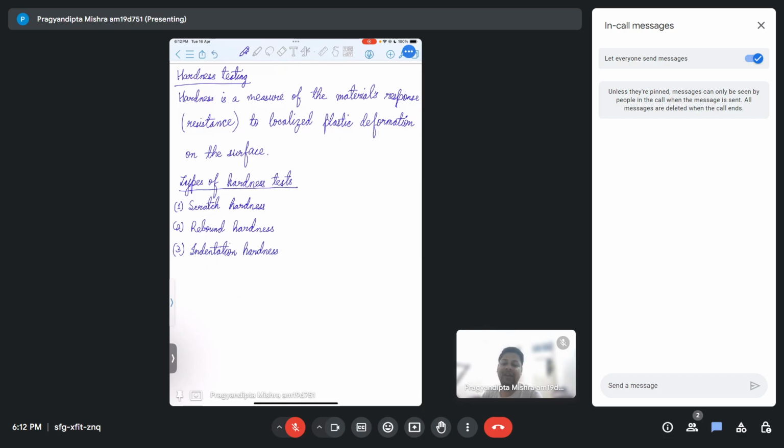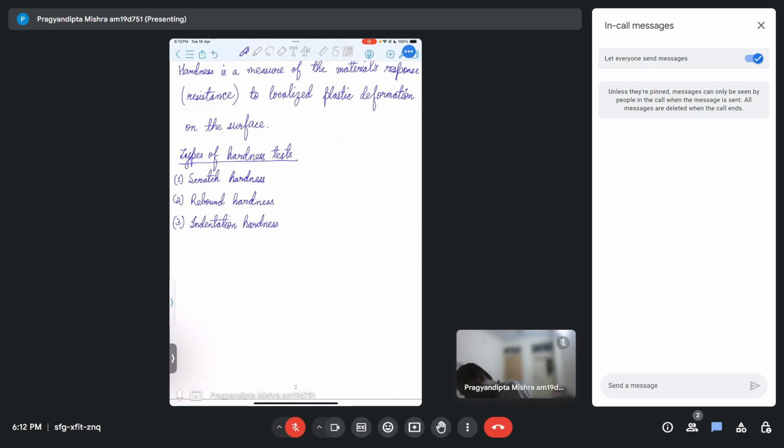So we have looked at what hardness is, and what the three types of hardness tests are that people have identified. Then, we should first understand what exactly is the advantage of doing this hardness testing. Why exactly are we doing this hardness testing? So, benefits.